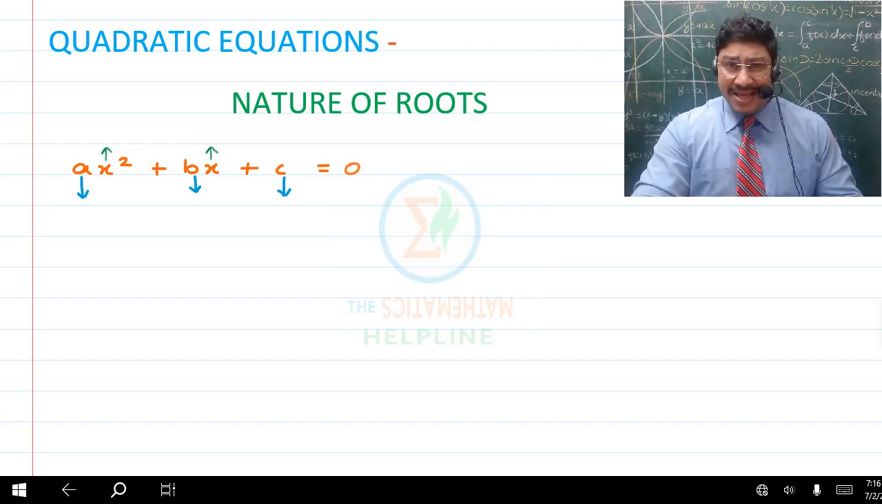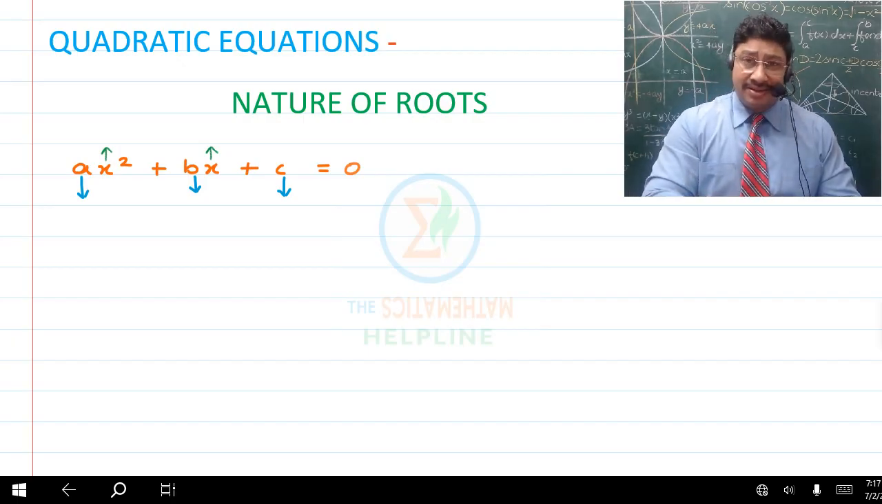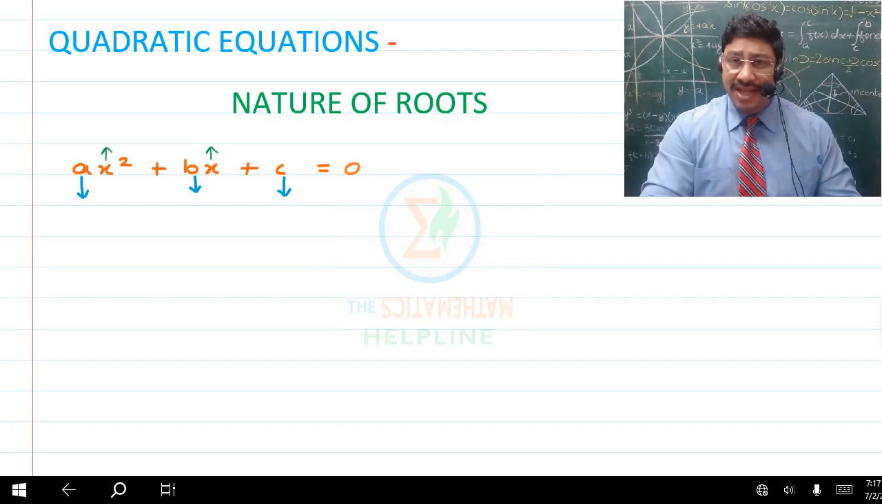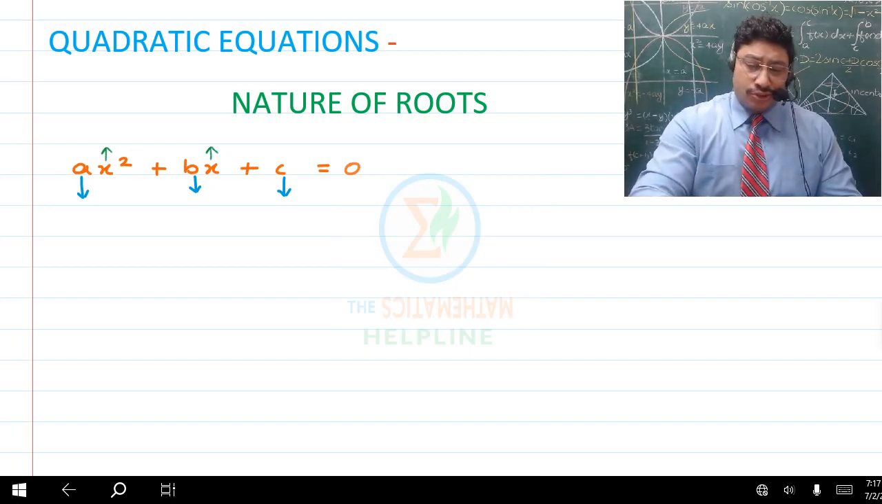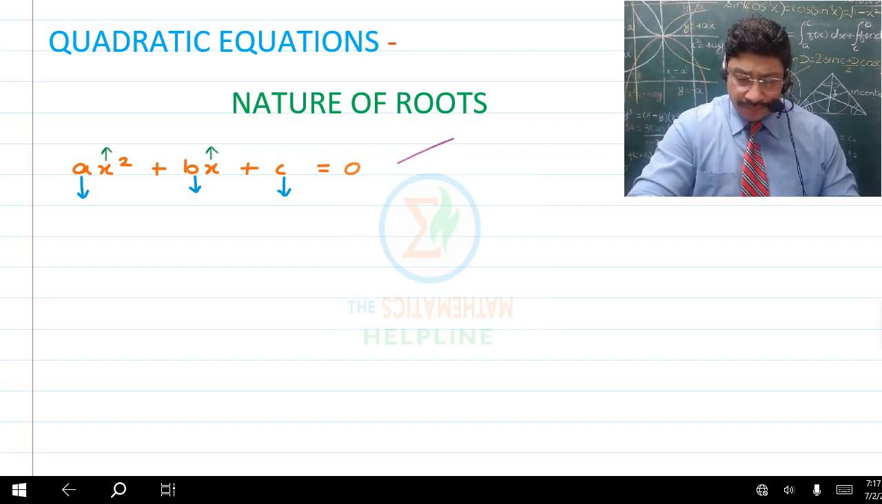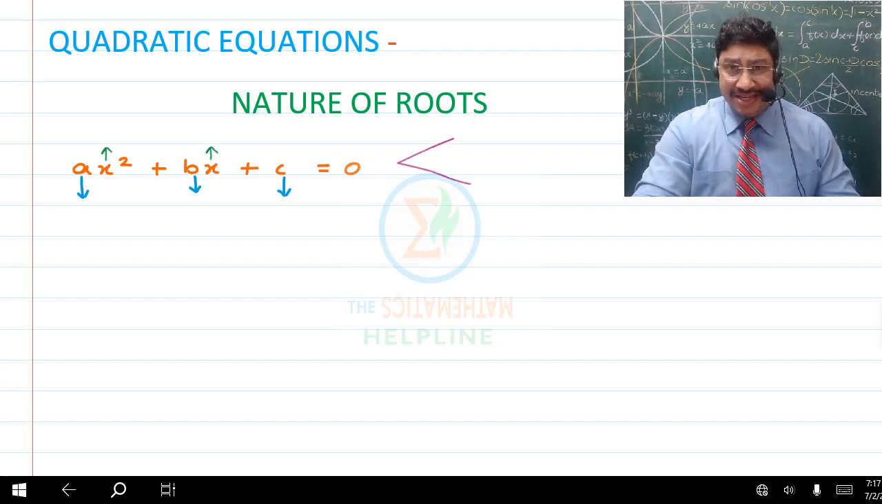Now this implies that there will be two values of x which are going to make the algebraic expression on the left hand side equal to 0. So these values which make the algebraic expression ax square plus bx plus c zero are known as the zeros or the roots. As the highest power of x is 2, like I told you just now, we will be having two roots, right? So this is the speciality of a quadratic equation.